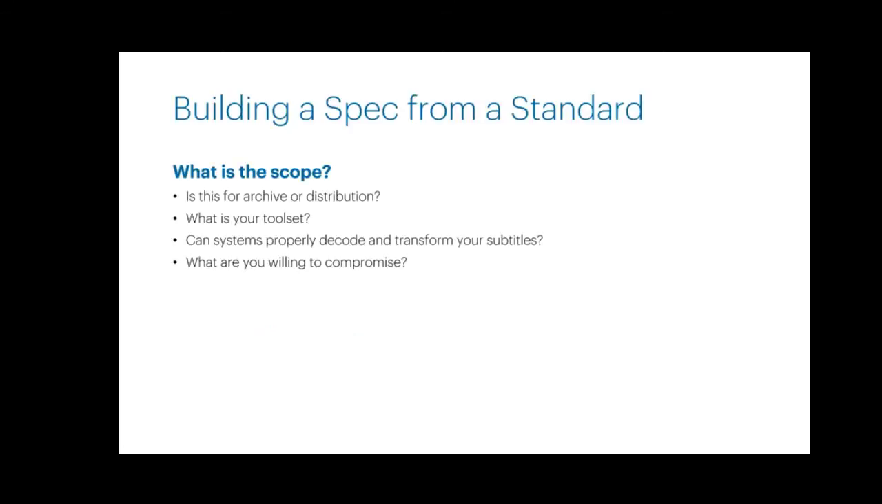All right, so when we had to decide what the specification was going to be, there are a number of things that have to be considered. What is the scope of it? Is the scope for what the consumer is going to see, or is the scope for archival purposes? What tools are you going to be using? Are there any things that you're willing to compromise when it comes to the style or the creative intent of the subtitles? So these are all things that have to be thought of when creating the specification.